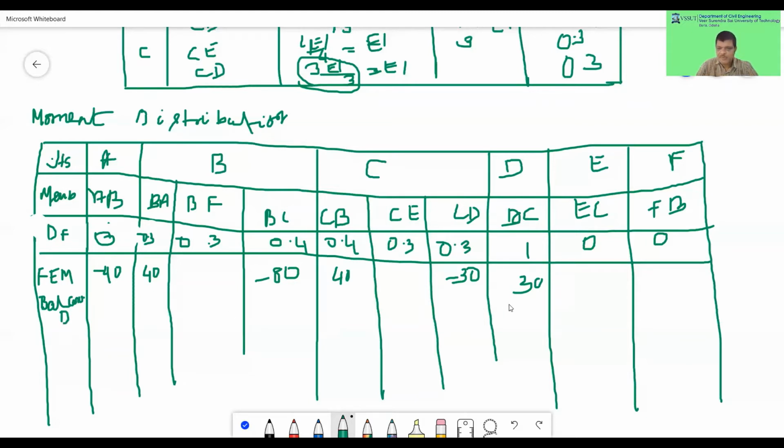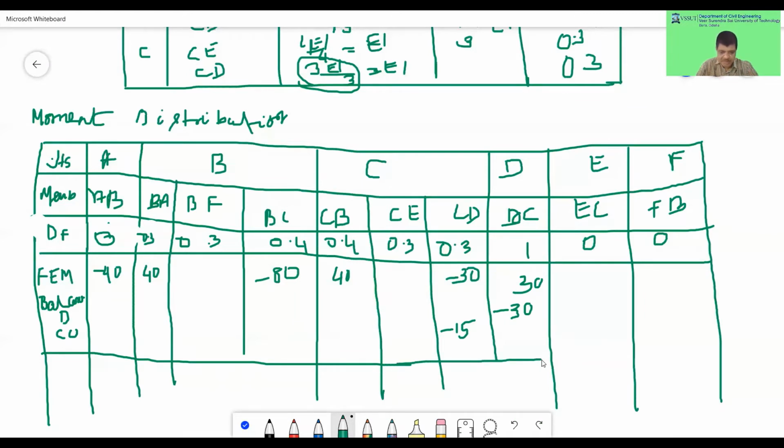What is available in joint D? It is plus 30. So you have to apply minus 30 to make it 0, so that no further contribution will come to joint D. So it is minus 30. Then what is the carryover? The carryover is minus 15 to CD, so it will come as minus 15 here. So one cycle is completed, and you have completed the balancing of moments.